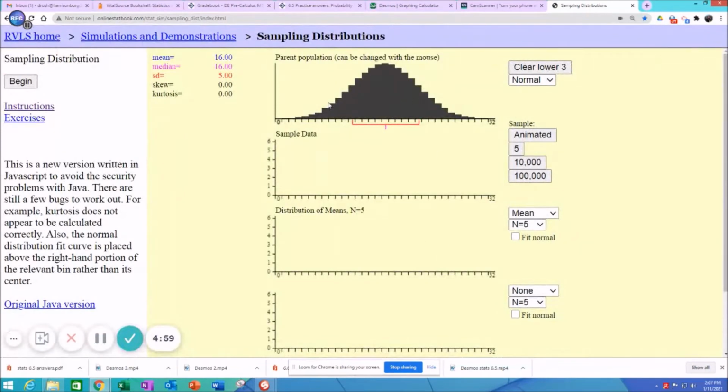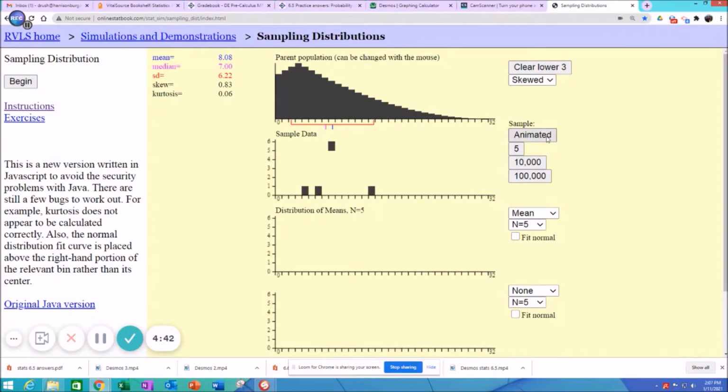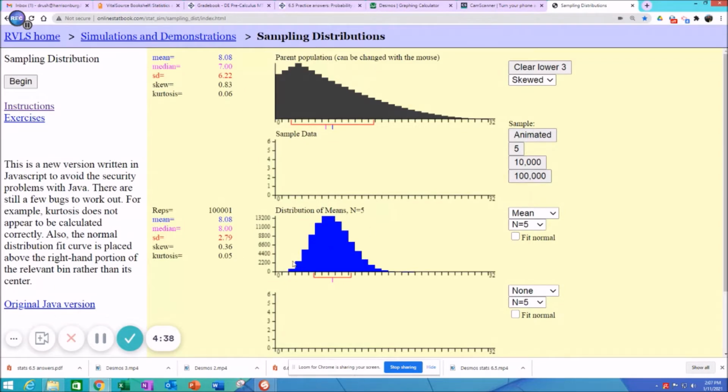So we had talked about if our population is normal, our sampling distribution is also going to be approximately normal, right? So what about if our population is skewed in some way? Say it's skewed here. If I take a sample of 5, there's our sample of 5, there's the mean. I do that 100,000 times. Notice we still have some skew to it, don't we?